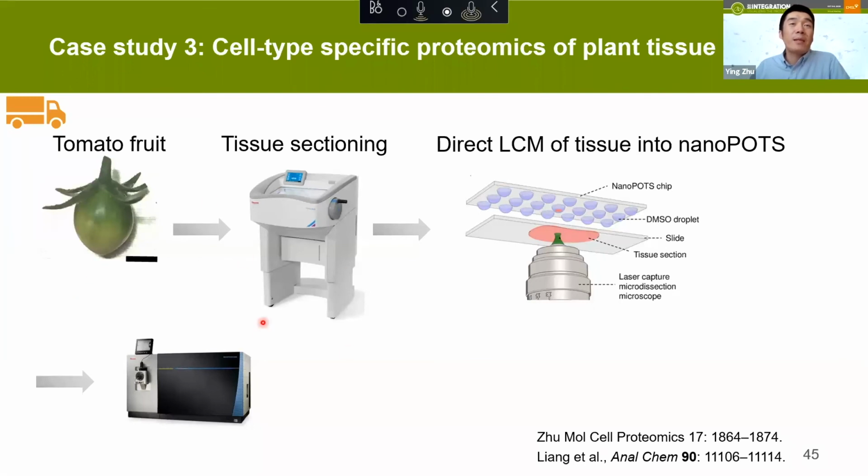So we have the capability in EMSL to do the tissue sectioning. After the tissue sectioning, we go through all the fixation and dehydration steps. Then we directly use the laser capture microdissection in the lab to cut the tissue into the nanoPOTS device and run them through LC-MS.